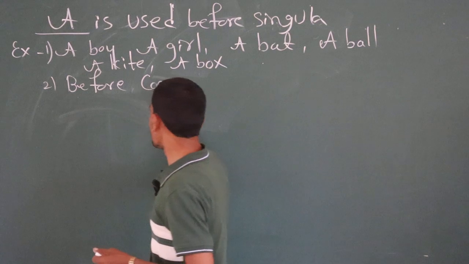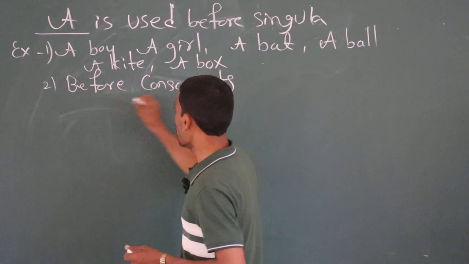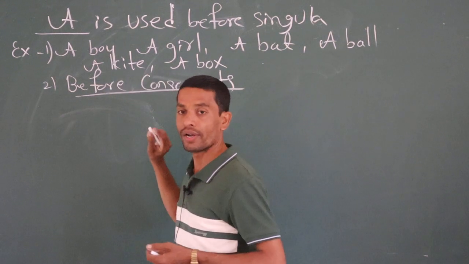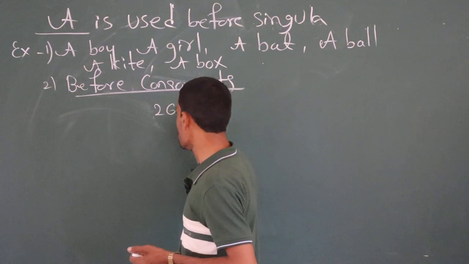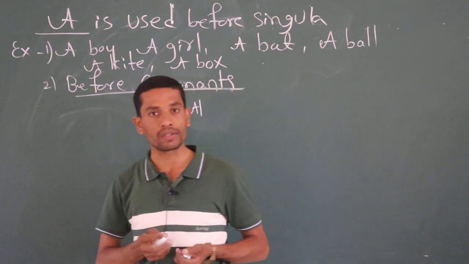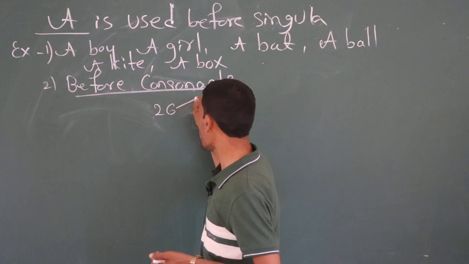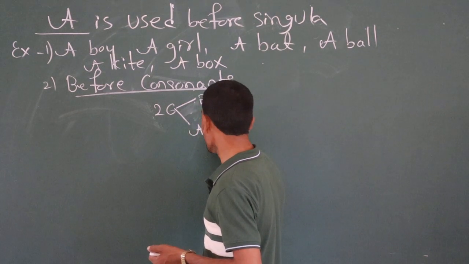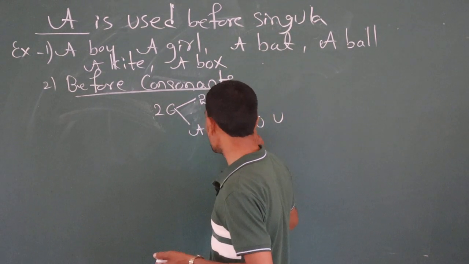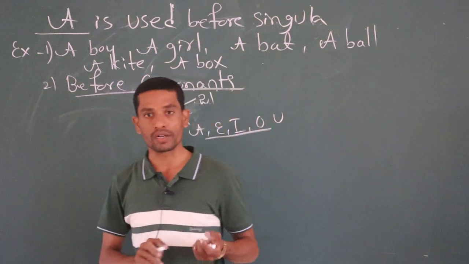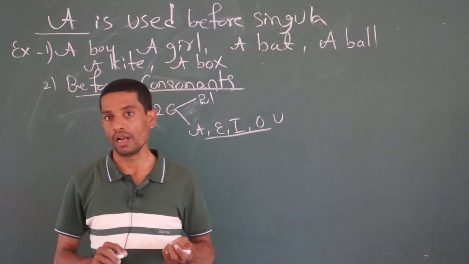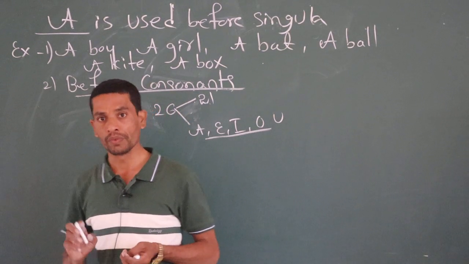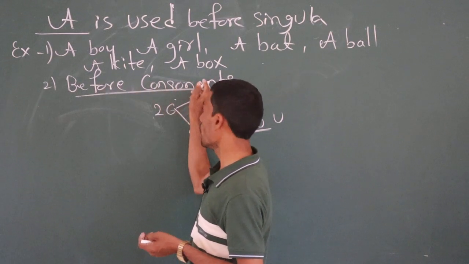Before consonants we have to use the article 'a'. Already we know that there are 26 letters in the alphabet. Out of 26 we divide them into two parts: 21 consonants and 5 vowels: A, E, I, O, U. Except the 5 vowels, the 21 consonants are: B, C, D, F, G, H, L, M, N, P, Q, R, S, T, V, W, X, Y, Z. Before the 21 consonants, we have to use the article 'a'.